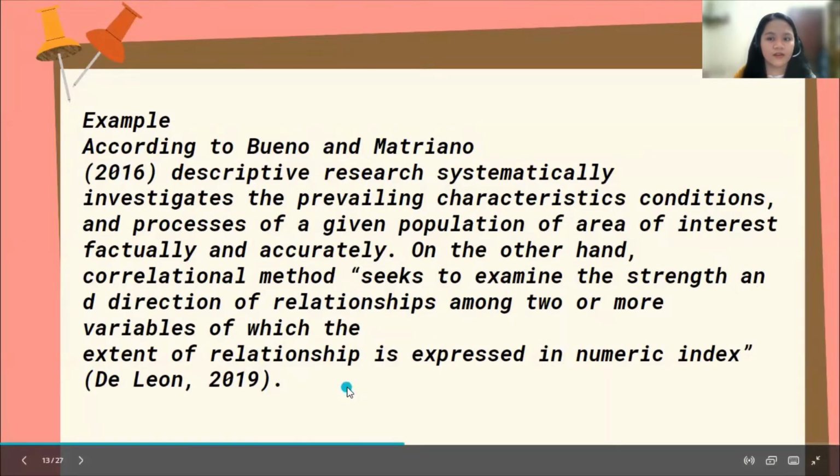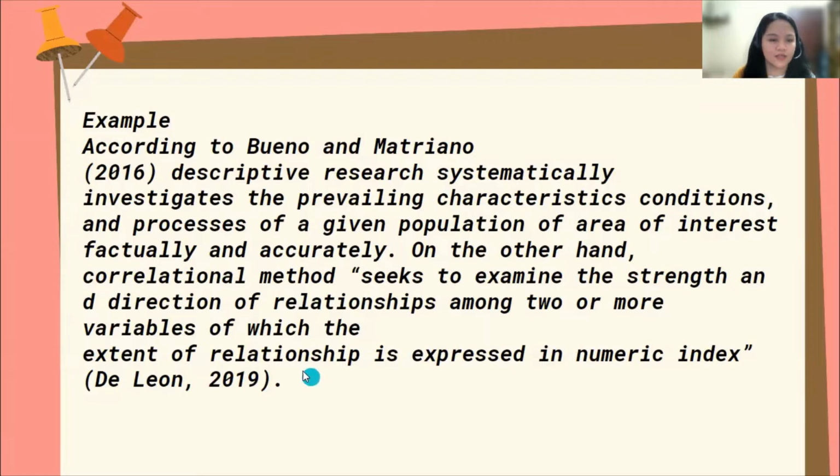population of area of interest factually and accurately. On the other hand, correlational method seeks to examine the strength and direction of relationships among two or more variables, of which the extent of relationship is expressed in numerical index. De Leon, 2019. So, the first step that we already discussed is state your research method. The second one is provide a description. Why you chose that research method.